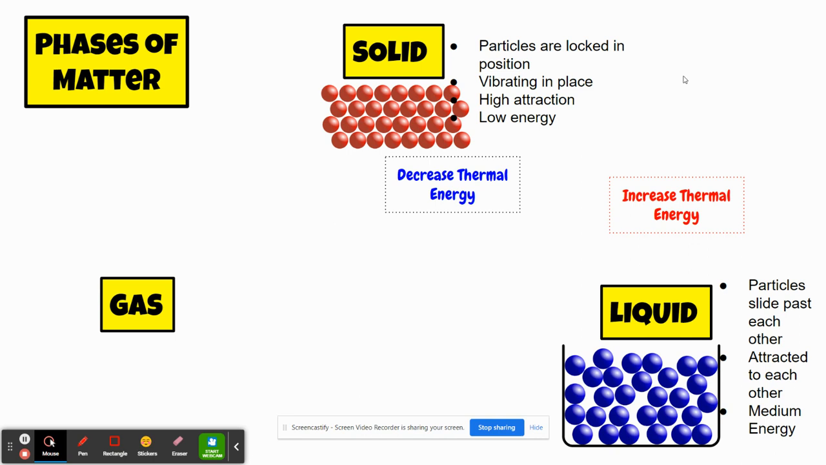The next one's a liquid. We have learned about liquids. Particles slide past each other. They're attracted to each other. They have medium energy. So they're touching, but in random order. They have medium energy. Is a liquid.